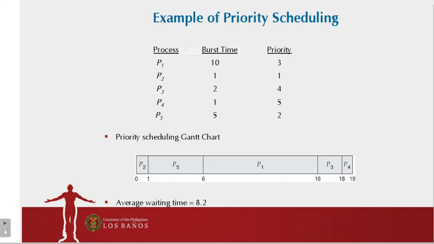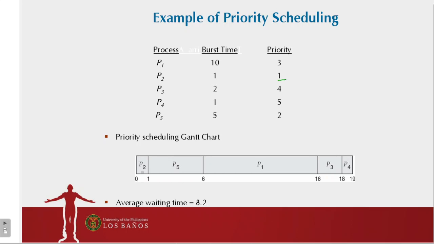So let's have an example of priority scheduling. We are given a set of processes P1 to P5, and also their burst time and the priority. If we're going to write the schedule for this set of processes, we look at the priority numbers. We said that the lower value for priority indicates a high priority process. So when we write the schedule, this is how it will look.